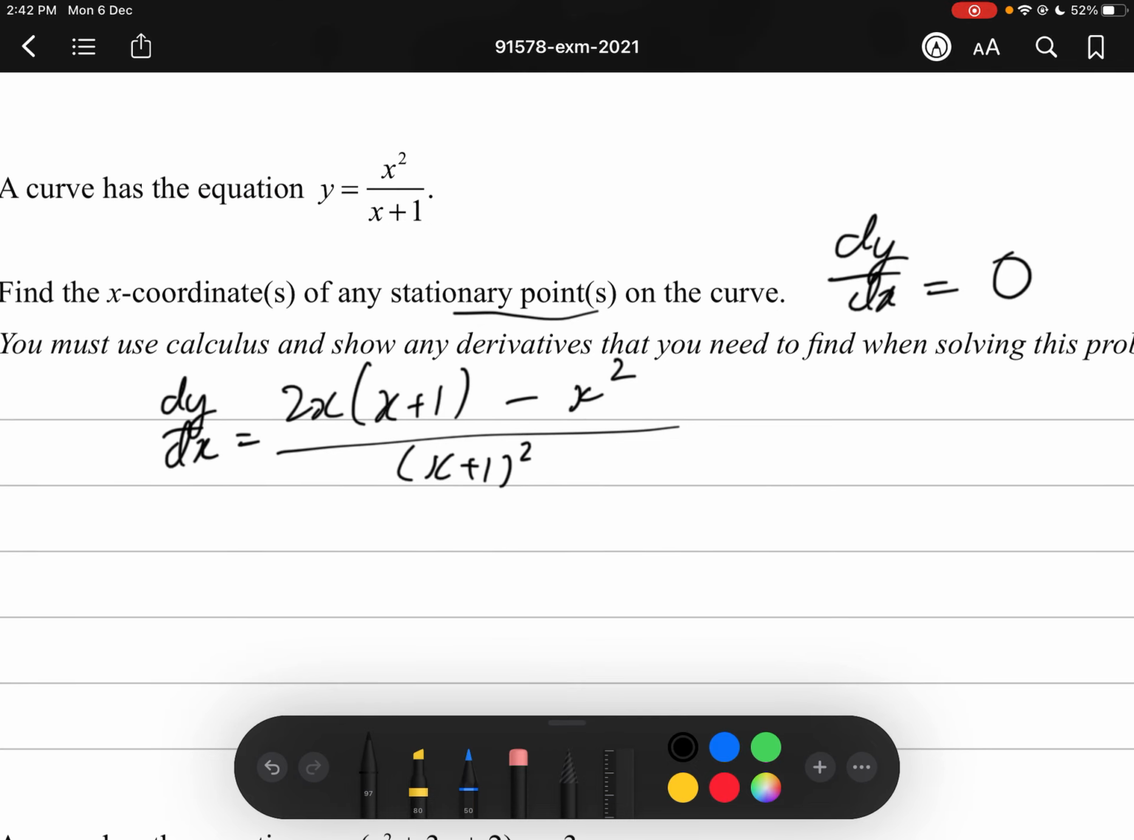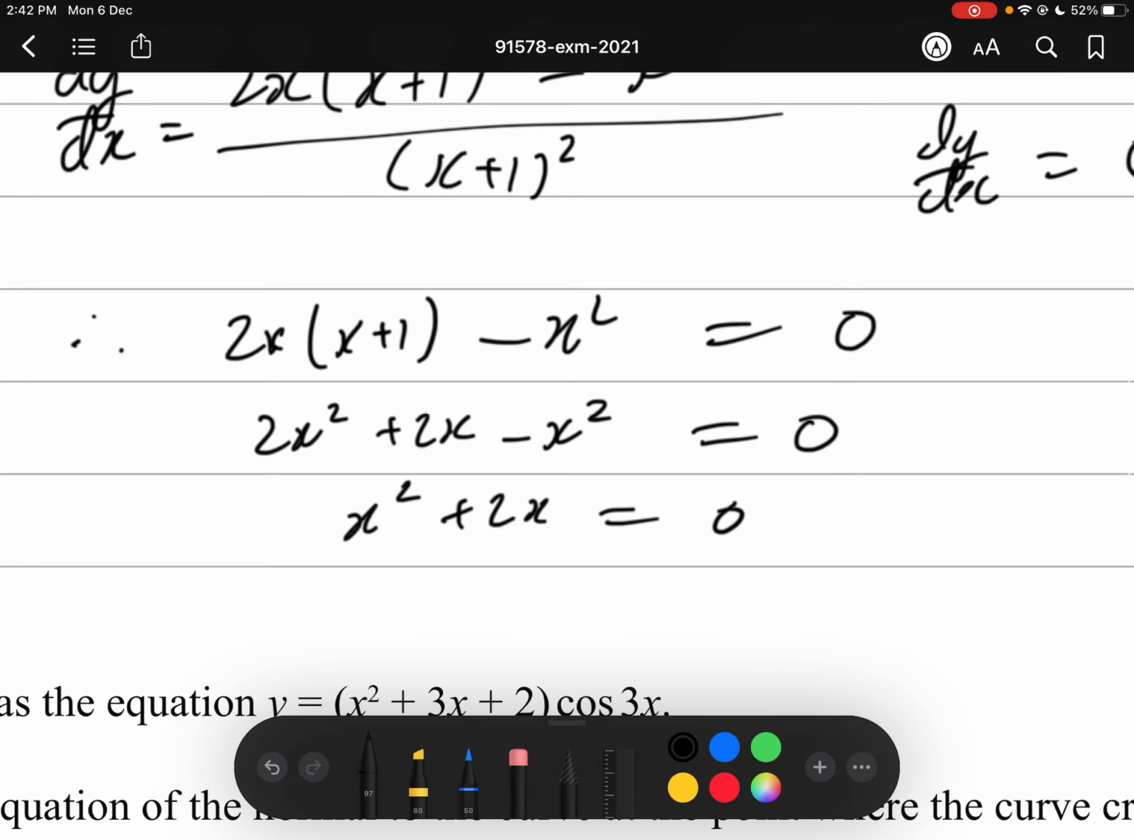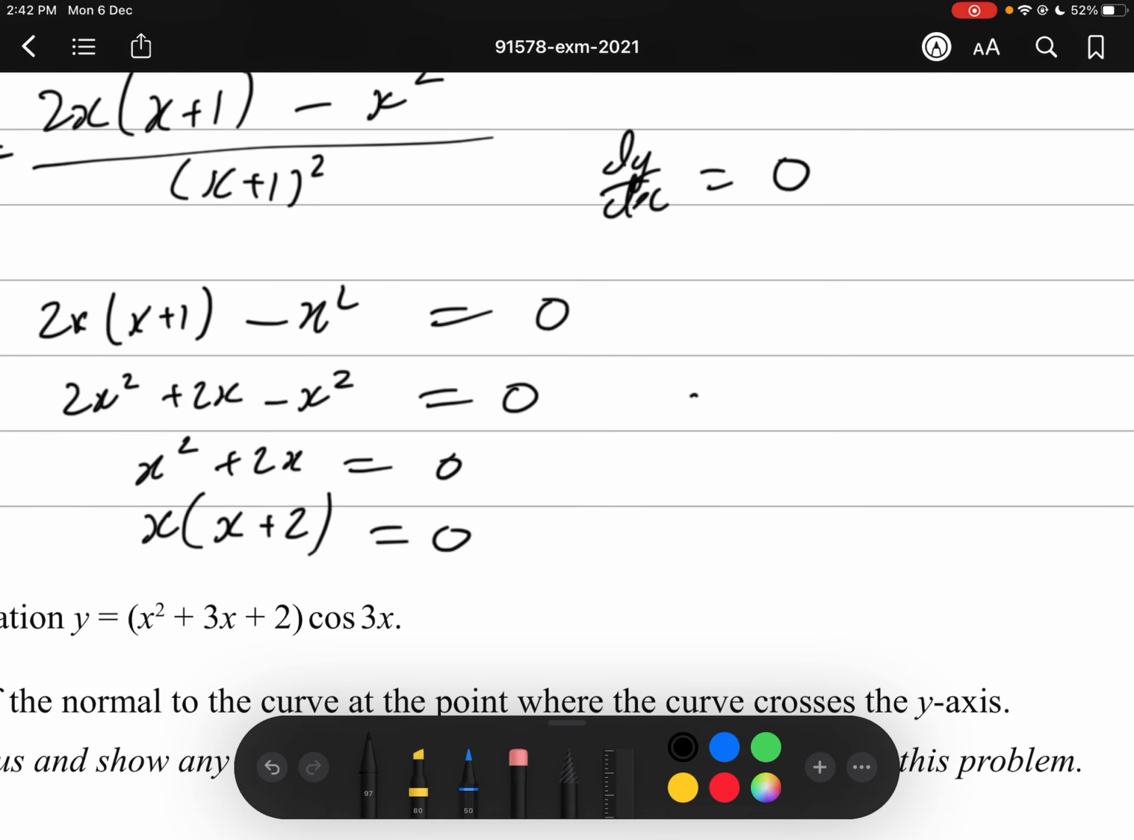Since dy over dx is 0, therefore 2x times (x plus 1) minus x squared equals 0. So 2x squared plus 2x minus x squared equals 0. So therefore, x squared plus 2x equals 0. If we factor out our x here, we get x times (x plus 2) equals 0. And by definition, we can see that x equals 0 and x equals negative 2.